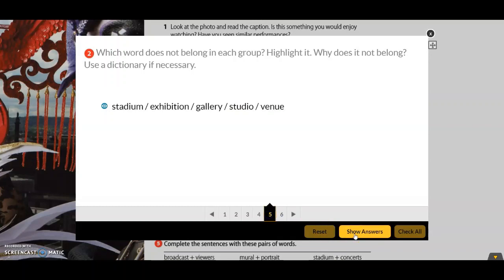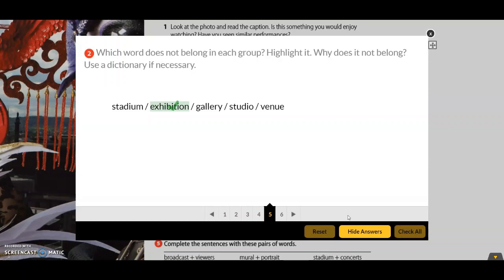Okay, so on the 5th one, we have stadium, exhibition, gallery, studio, and venue. Let's check the answer. Exhibition. Why exhibition? Talk to yourself again. As we can see, we have venue. Venue means a place where you do an event. We have a studio. It can be a music studio. A gallery is a place where you can see drawings or paintings or different kinds of arts.